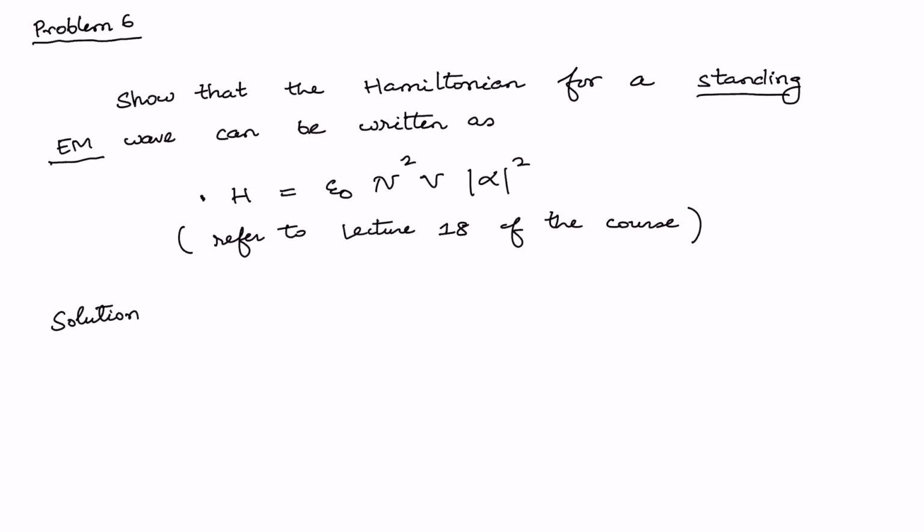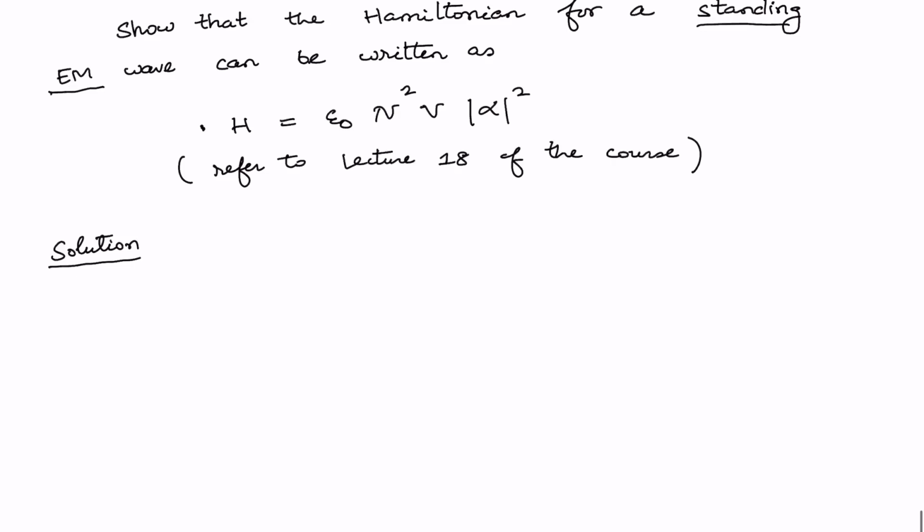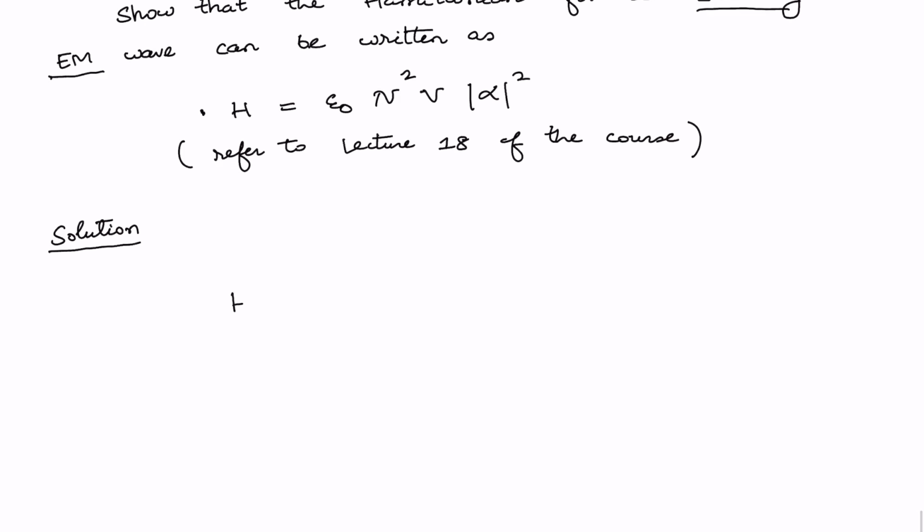To do that, let us write down the Hamiltonian for the electromagnetic field. The general Hamiltonian in free space is epsilon 0 by 2 times the volume integral of E square plus c square B square.